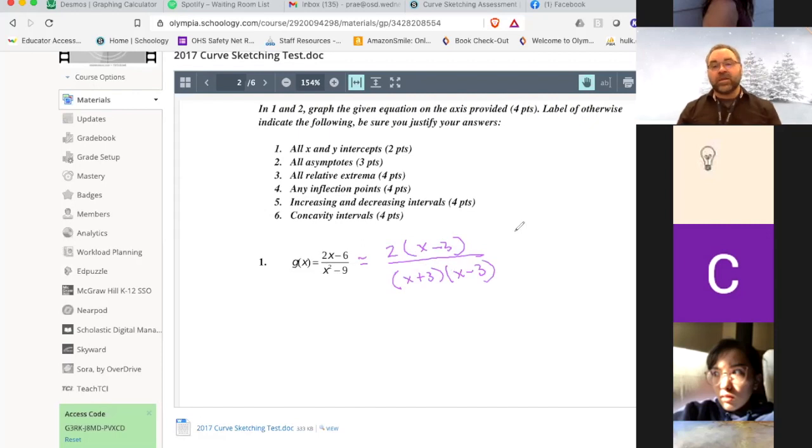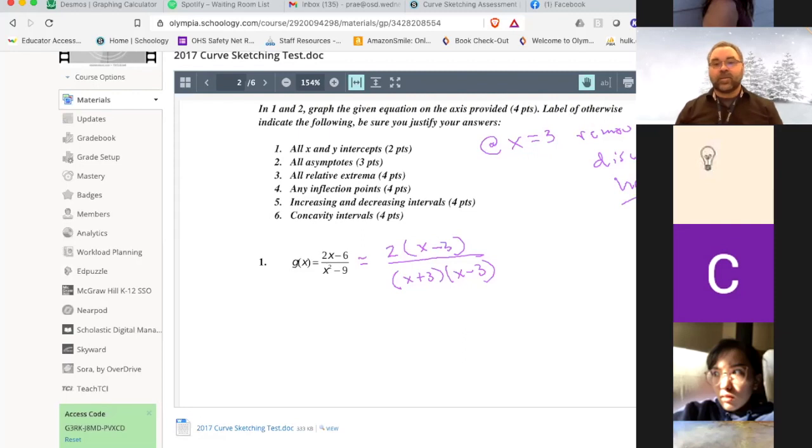cancel, which means at x equals 3, positive 3, we have a removable discontinuity. Which means in the graph, what's going to be there? There's going to be a hole in the graph.